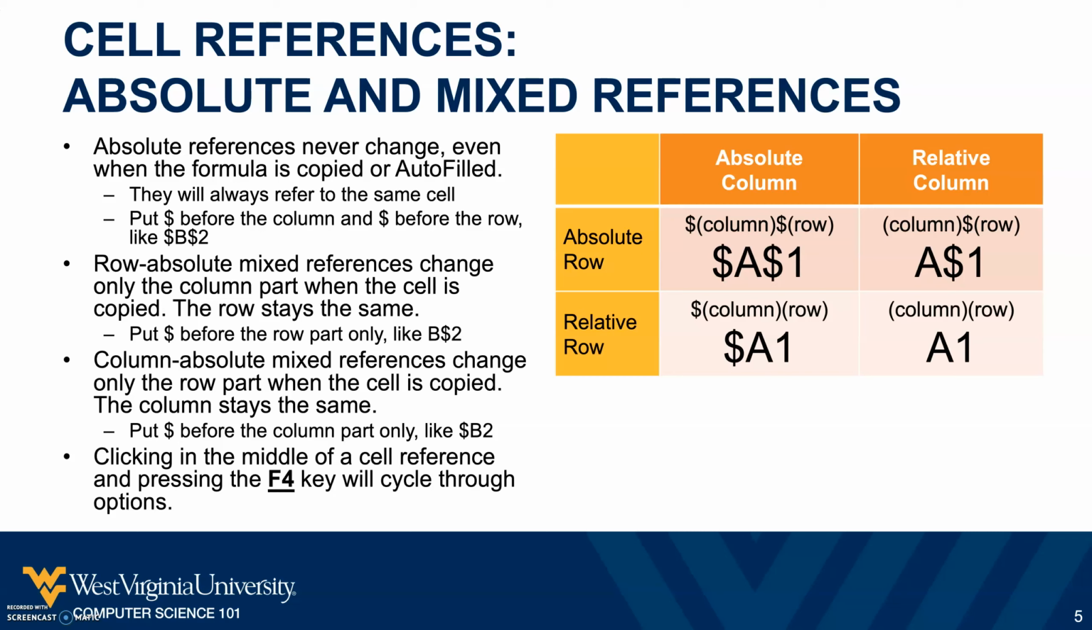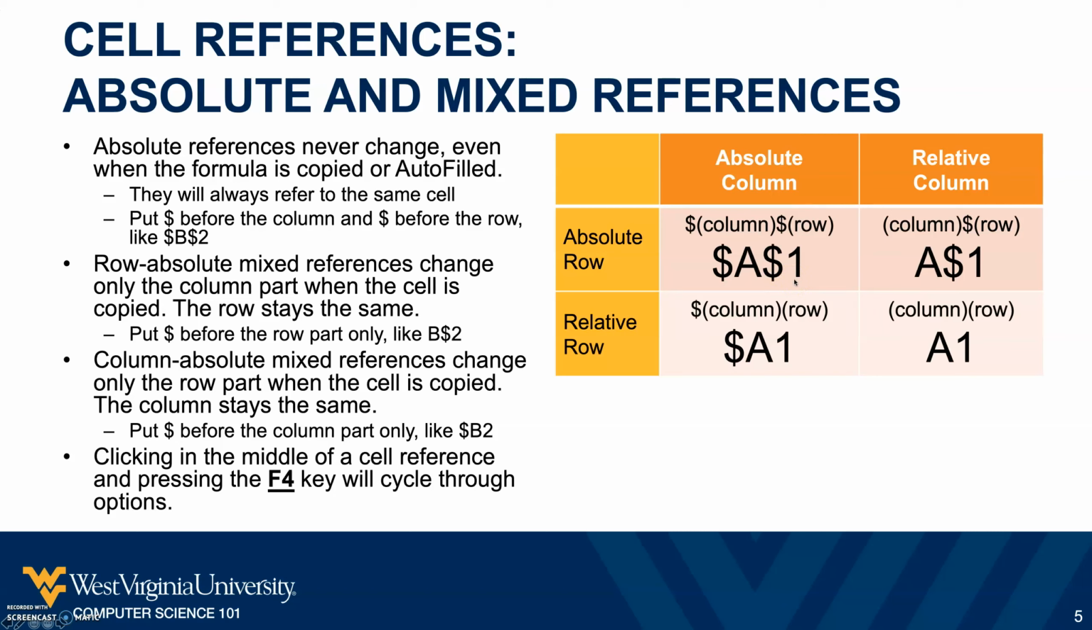Absolute references never, ever change, even when the formula is copied or auto-filled. They'll always refer to the same cell. And so you can see an absolute row and an absolute column reference over here in the upper left box. To indicate that it's absolute, you put a $ in front of whatever you don't want to change. So an absolute row and an absolute column would have a $ in front of the column and a $ in front of the row.